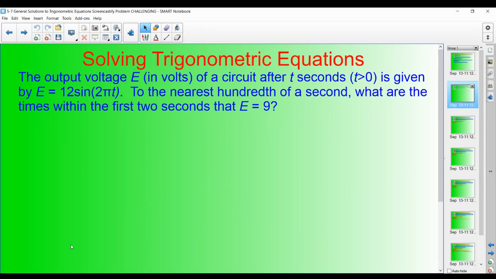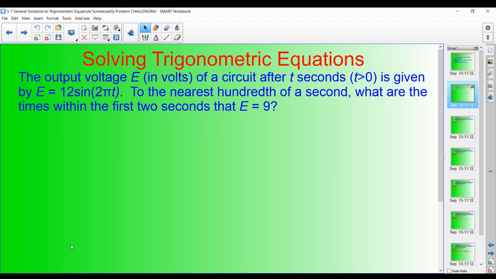The output voltage E of a circuit after t seconds is given by the equation E equals 12 sine of 2 pi t. To the nearest hundredth of a second, what are the times within the first 2 seconds that E equals 9?